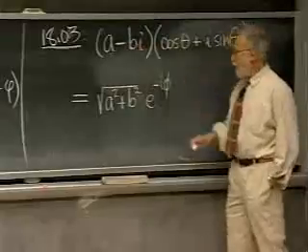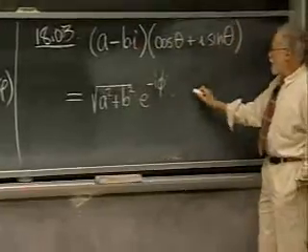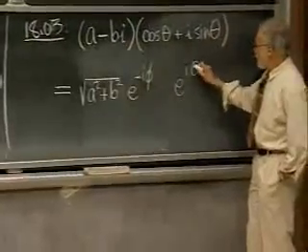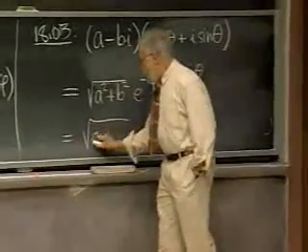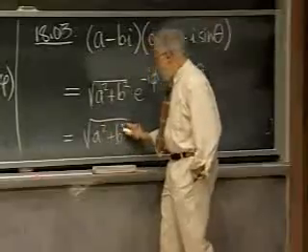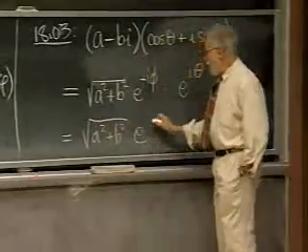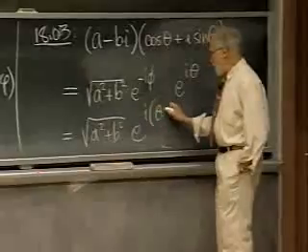That's the first guy. And how about the second guy? Well, the second guy is e to the i theta. So what's the product? It is the square root of a squared plus b squared, times e to the i times theta minus phi.